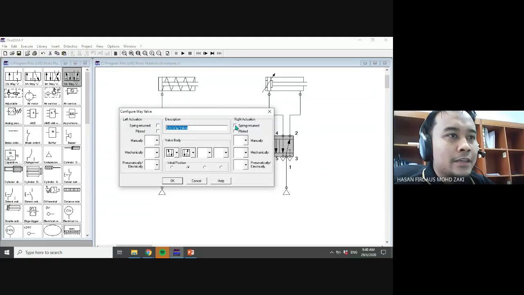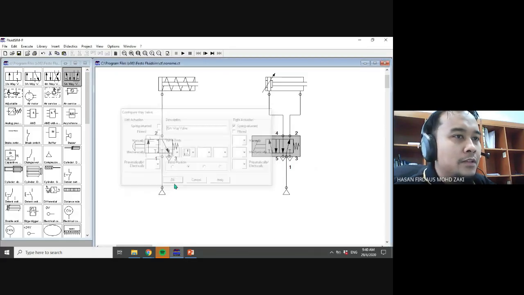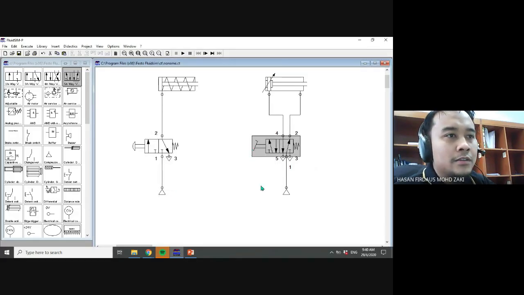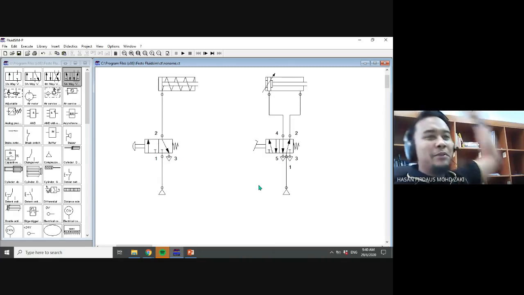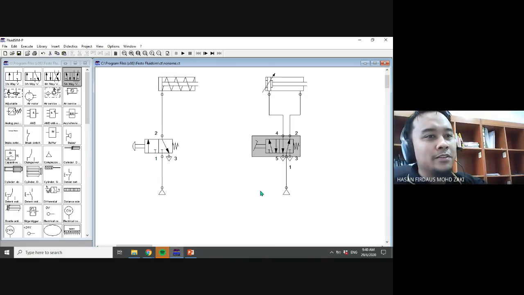Yes, sir. Okay. So you can add spring. This one maybe foot pedal. In industry, sometimes the operator has lots of buttons and only 2 hands, so maybe you use the foot pedal to control the switch.